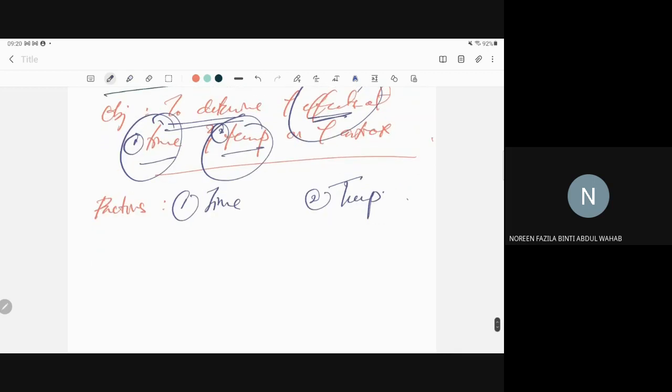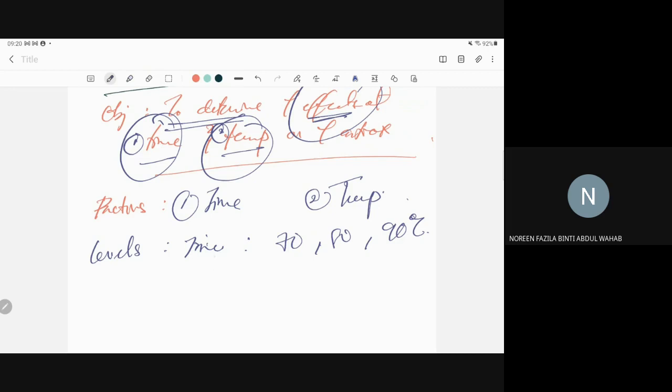So similarly, when we want to determine the effects of time and temperature, then we have to vary both. Okay, we have to vary both. Meaning that the levels, for temperature, may be, for example, 70, 80, 90 degrees C.